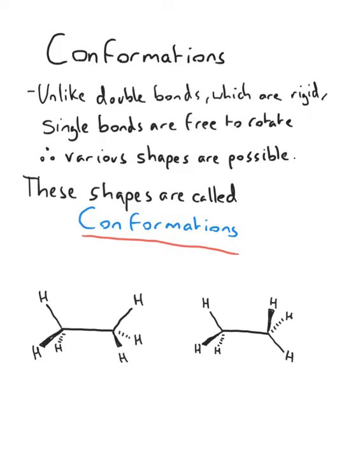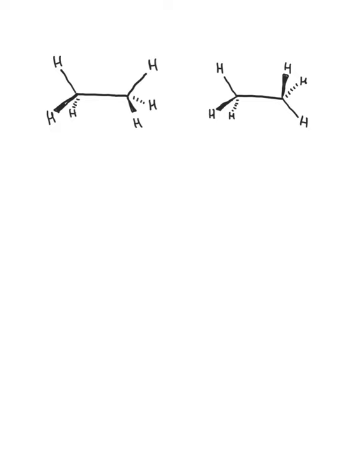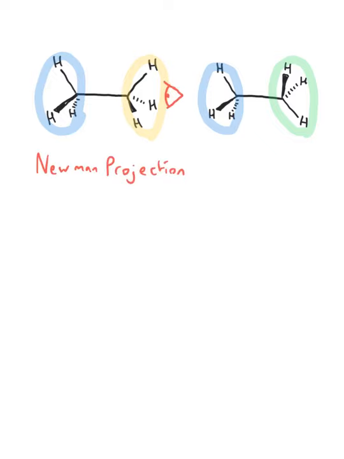Have a look at these two structures and for a moment think about how they are different. Hopefully you will have noticed that the part on the left remained exactly the same in both structures, but the part on the right seems to be flipped. And we can really emphasize this with a new style of projection called a Newman projection, where we take a glance at the molecule looking along a bond as opposed to the whole structure.